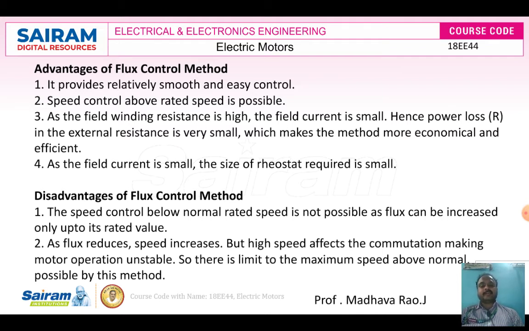So there is a limit to maximum speed above normal speed possible by this method. Above normal speed only we can control; below normal speed we cannot control. So these are the disadvantages of the flux control or field control method.